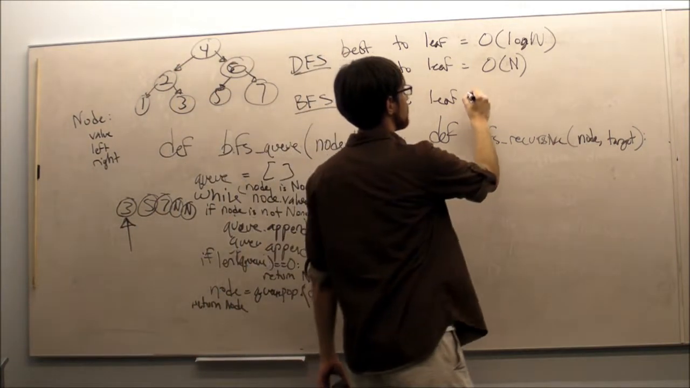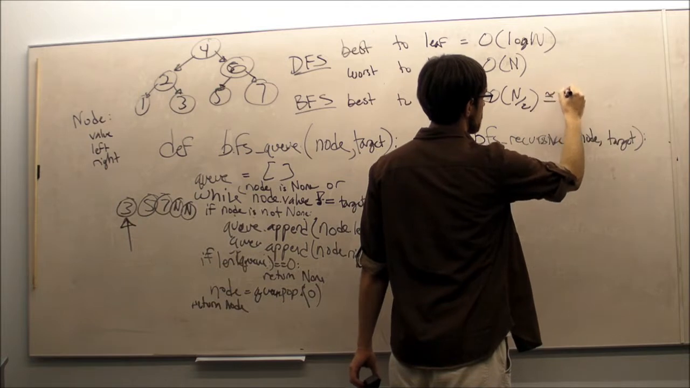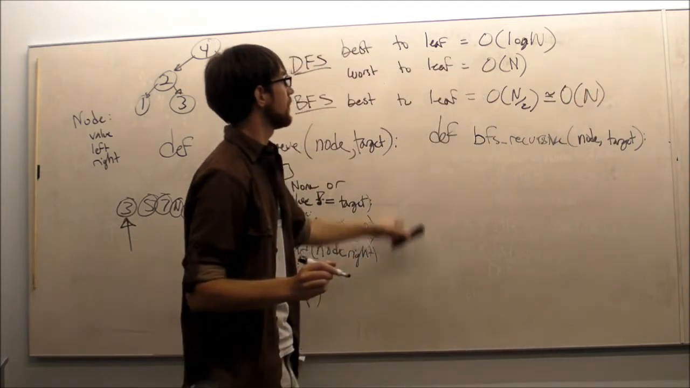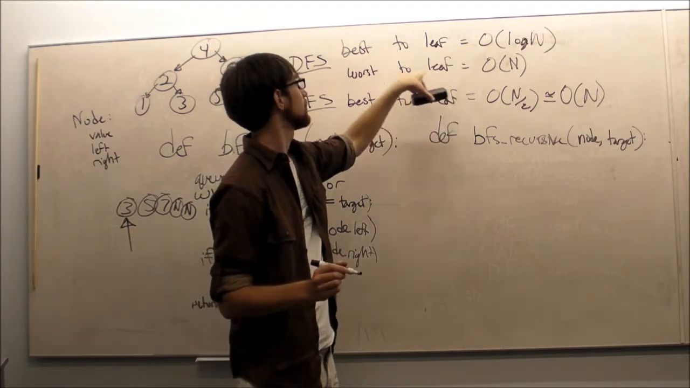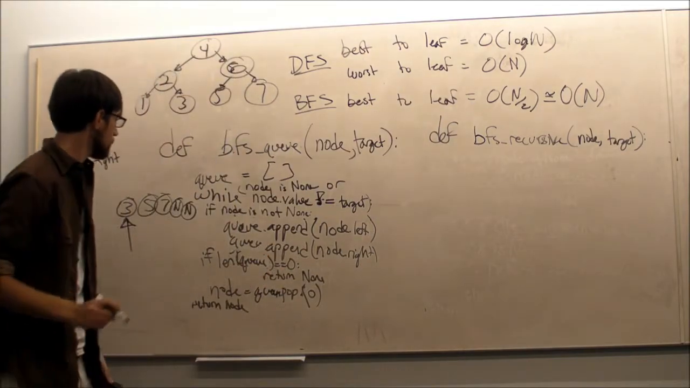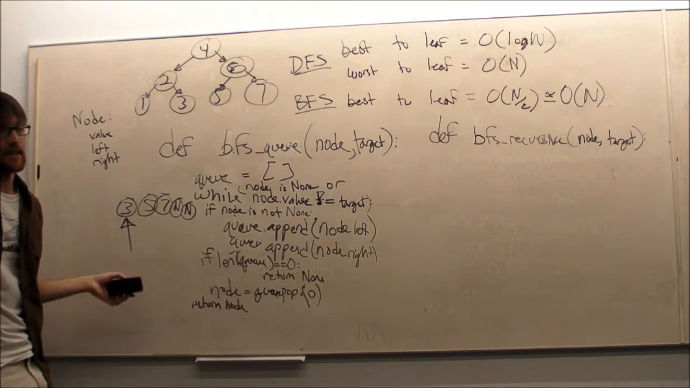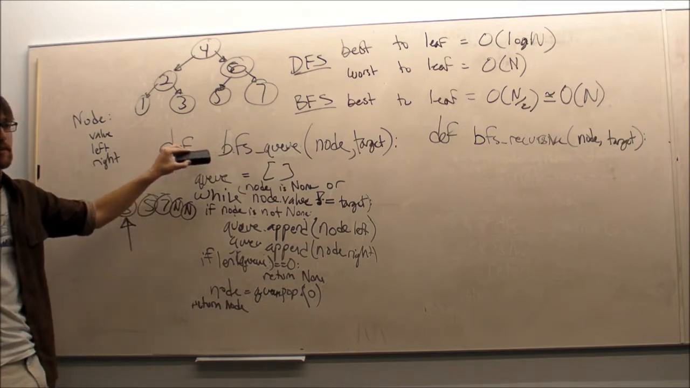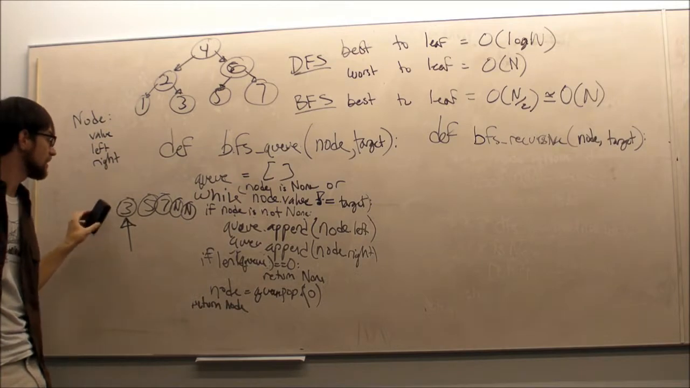And so it's order n over 2, which commonly gets written order n. And so the best time to the leaf is the same as the worst time to the leaf for depth first search. However, that said, when you actually write algorithms, it's far more common to write breadth first search than depth first search. And we'll talk about why that is in a second.